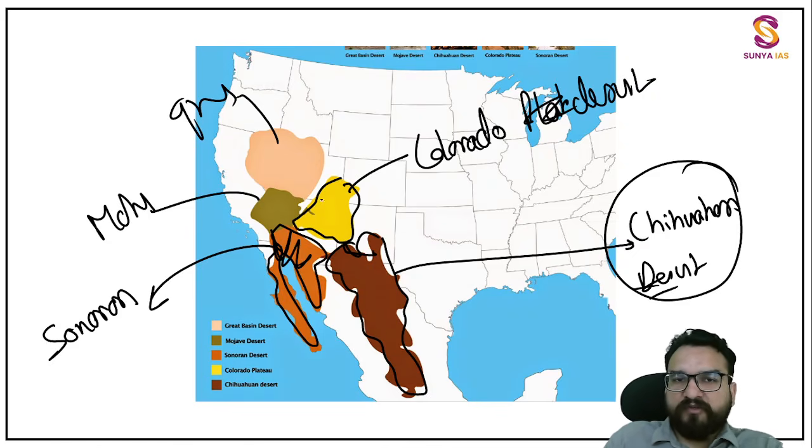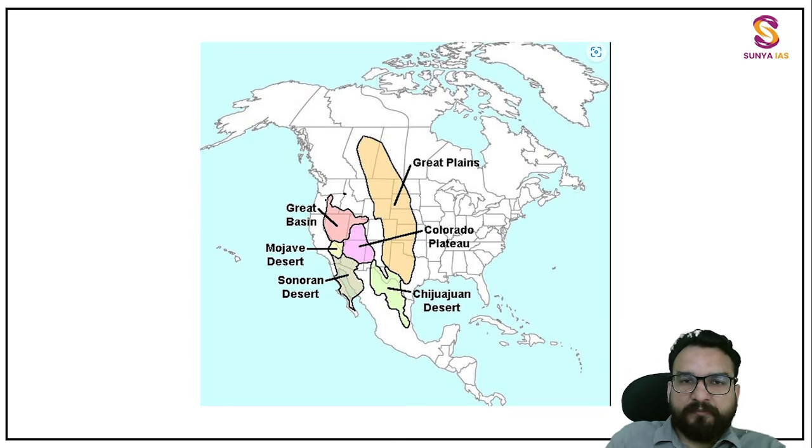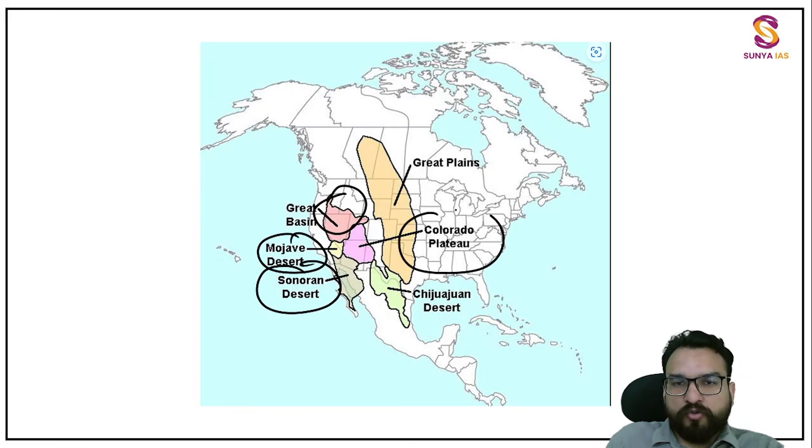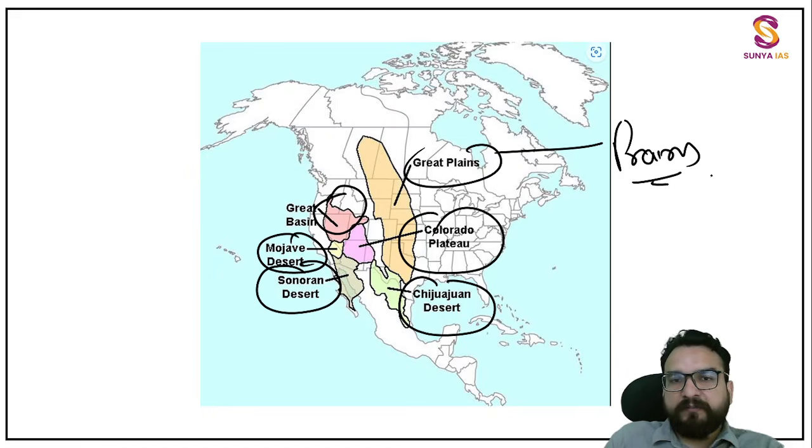5 deserts, 1, 2, 3, 4, 5. 5 deserts you have to remember from here, right? So again, Great Basin, Mojave, Sonoran, Colorado, Chihuahuan, and this is Great Plains. This is not a desert. Great Plains over here are known as prairies. These are temperate grasslands.